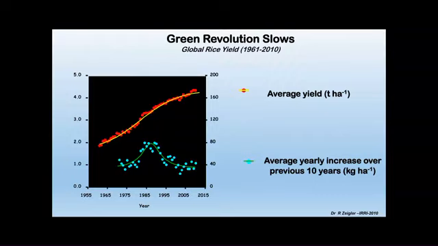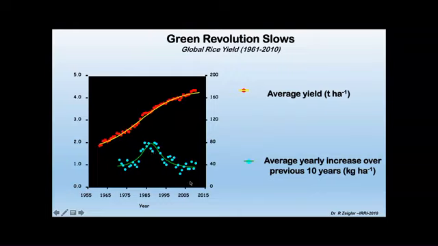What's happened since then is not as dramatic. What I'm showing here now is that the Green Revolution yield gains have actually slowed. This is the average global rice yield in tonnes per hectare, which went from about two to well above four. But at the height of the Green Revolution, in the 60s and 70s, it increased very rapidly.